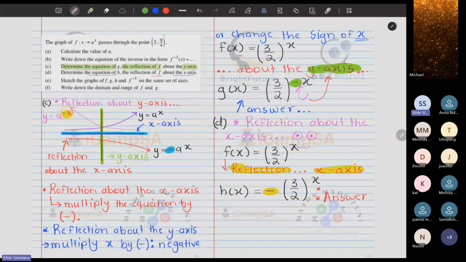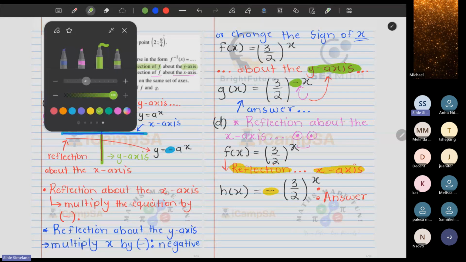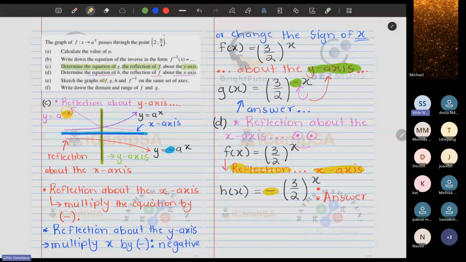Do you guys understand? Very easy. Now we just need to go and plot and plot and plot. Let's go to the next page and do our plots. So what are they saying? They are saying that we need to go and plot f, g, and h, and the inverse of f. Okay? So let's go ahead and do that.